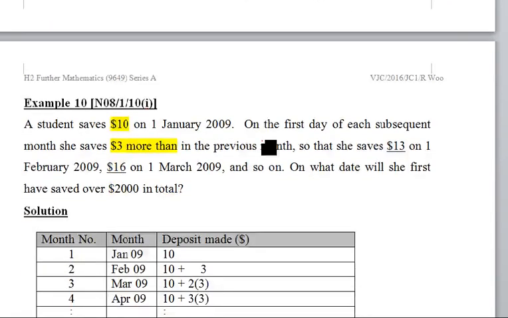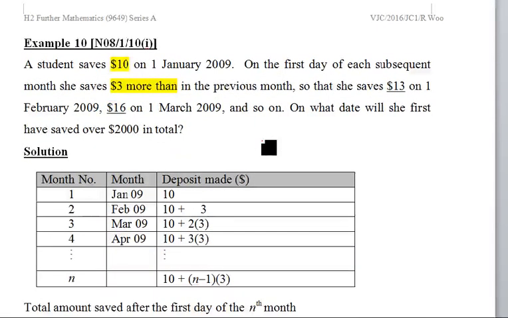Example 10, sorry. A student saves $10 on 1st January 2009. On the first day of each subsequent month, she saves $3 more than the previous month, so that she saves $13 on 1st Feb, $16 and so on. On what day will she first save $2,000 in total?